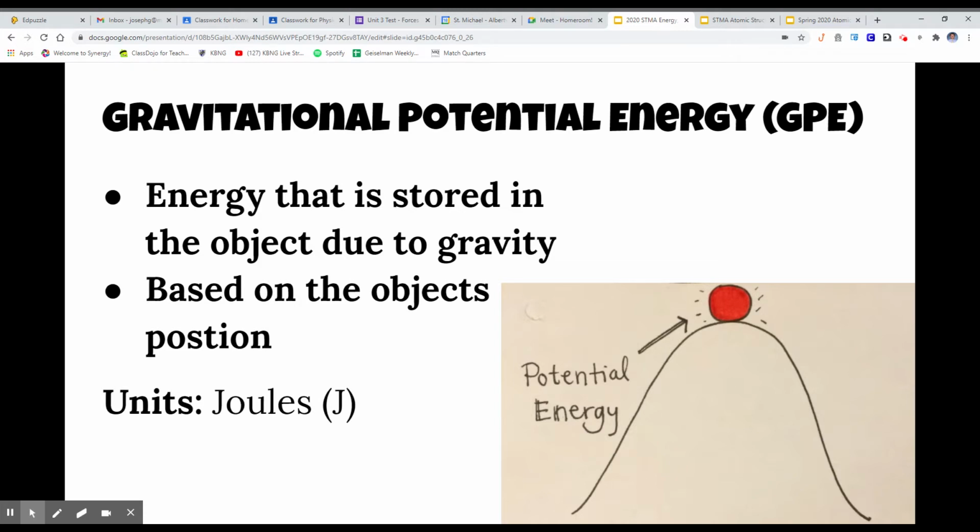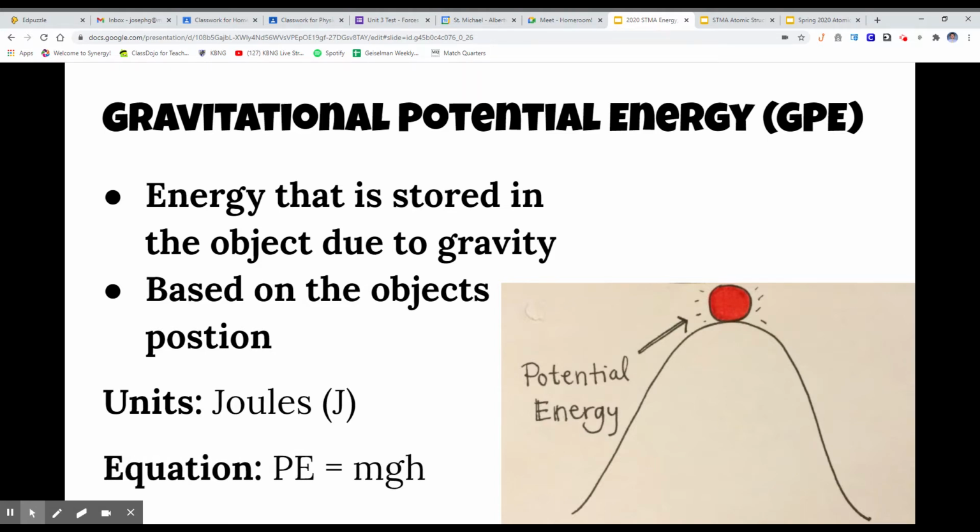Our unit for gravitational potential energy is the same as work. We're measuring this in joules. So energy is measured in joules. So it makes sense that gravitational potential energy is also measured in joules, right? And the potential part of this phrase, gravitational potential energy, it has the ability to do work. At this point, it isn't doing any work, but it has the ability to do some work.